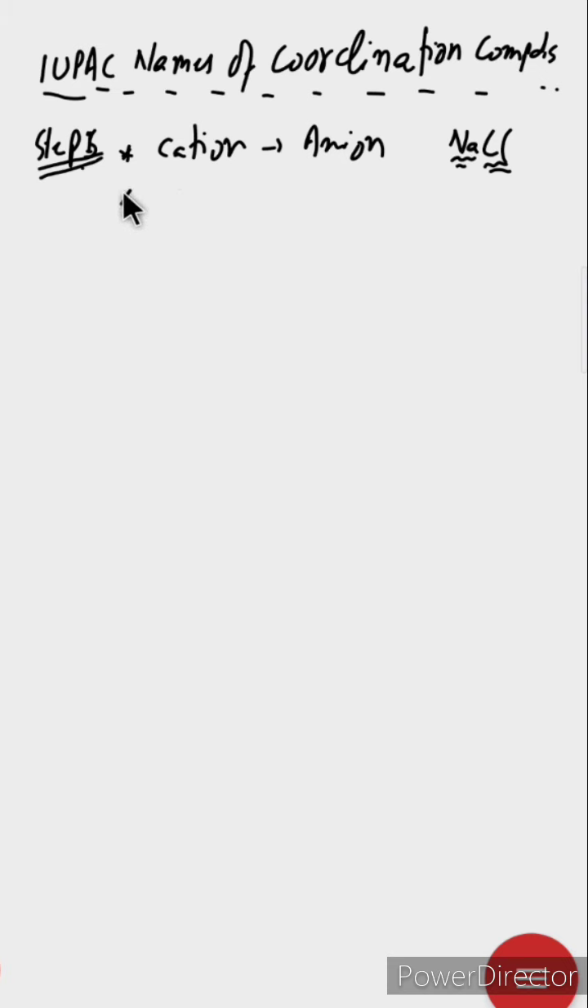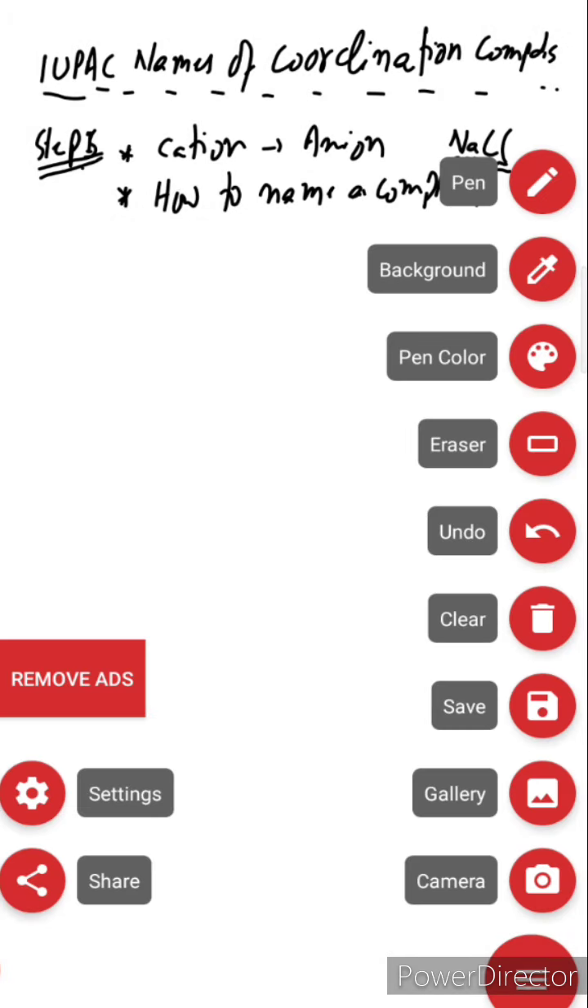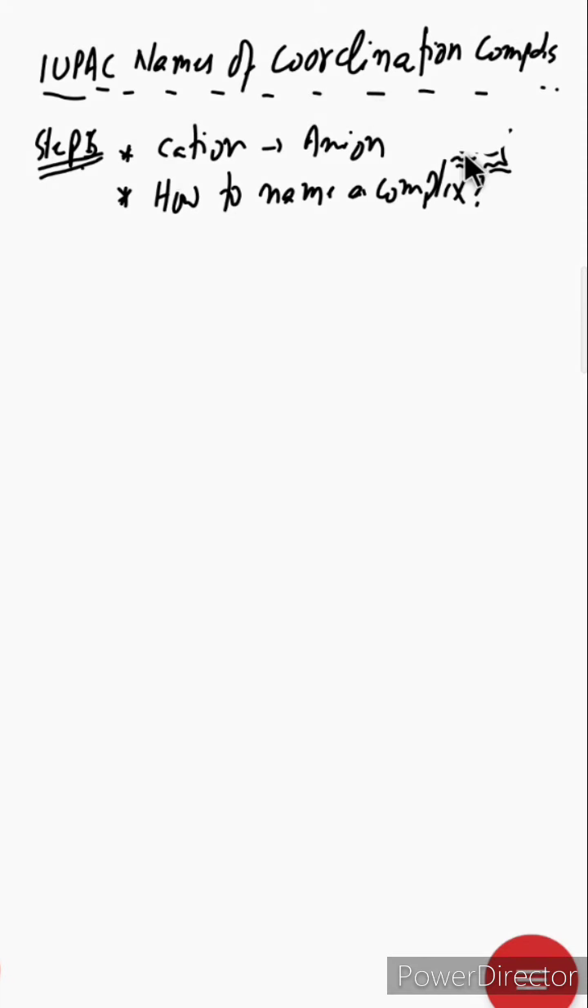So the next step: either the cation or the anion must be a complex, or the complex can be neutral also. So how to name a complex? This is the second step.